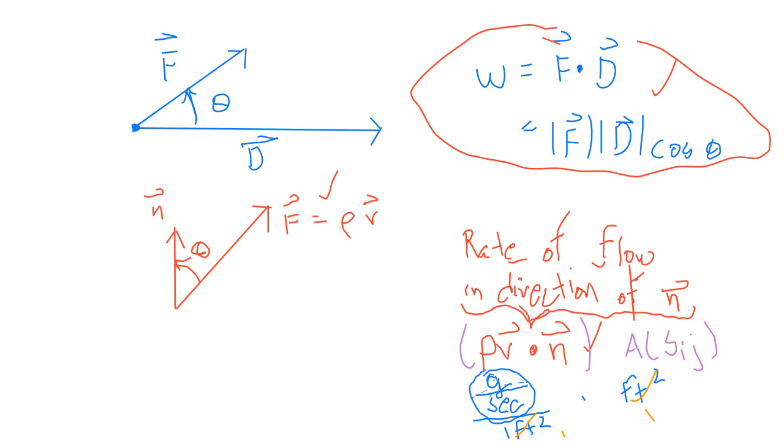And so that is mass per unit time. This is rate of flow. This is mass per unit of time.